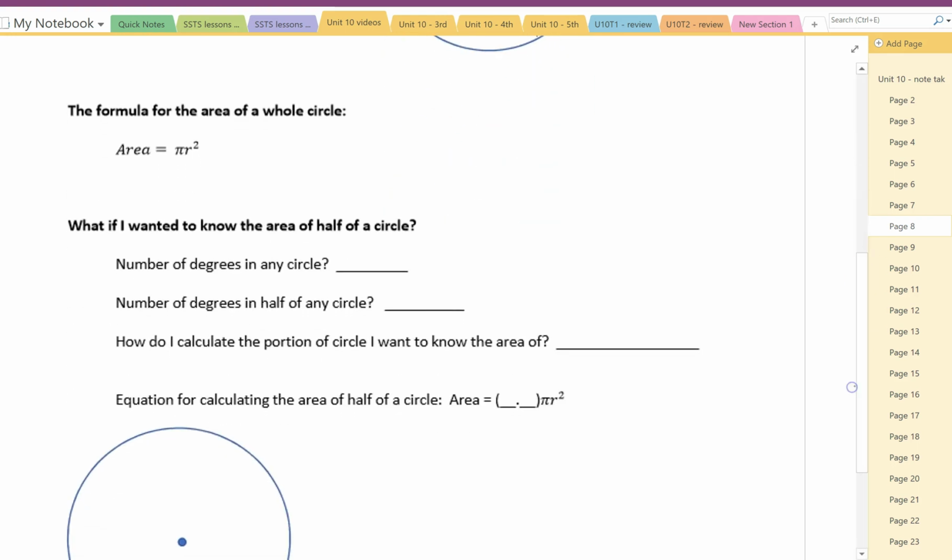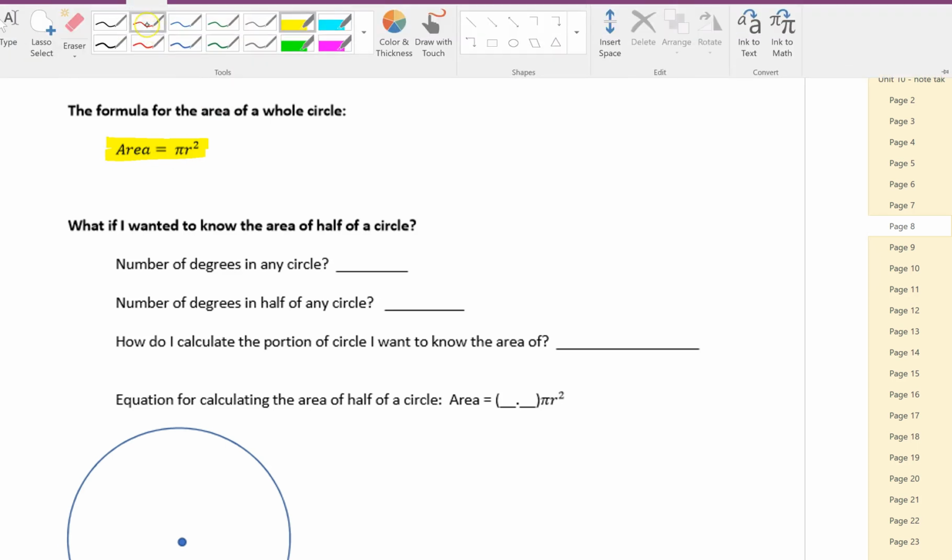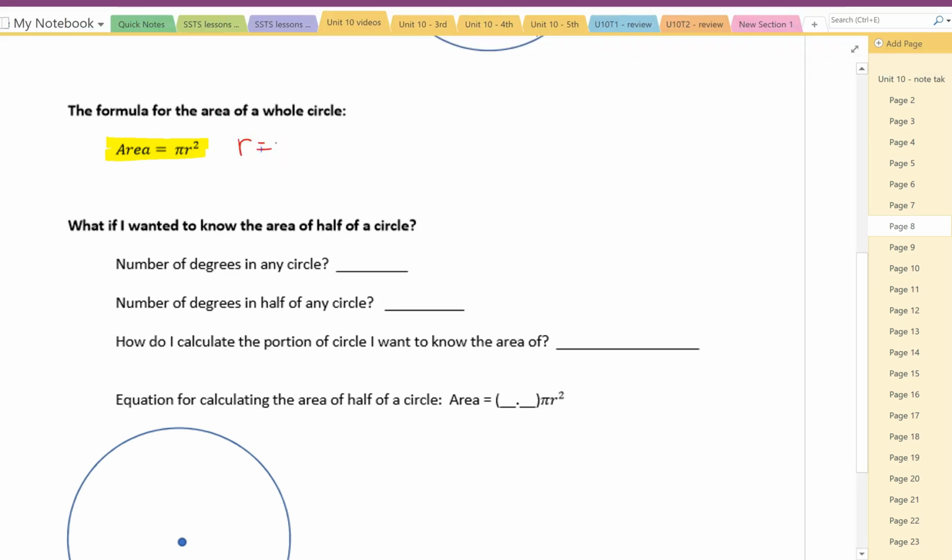All right, so what's the area of a circle? What's the formula for figuring out the area of a circle? It's right here. It's just pi times r squared, with r being the radius. So if I know the radius of a circle, I can figure out its area.